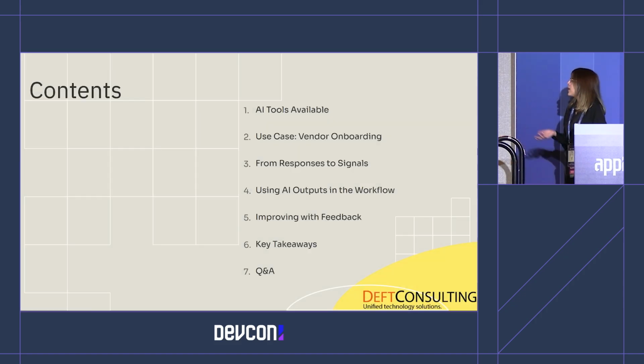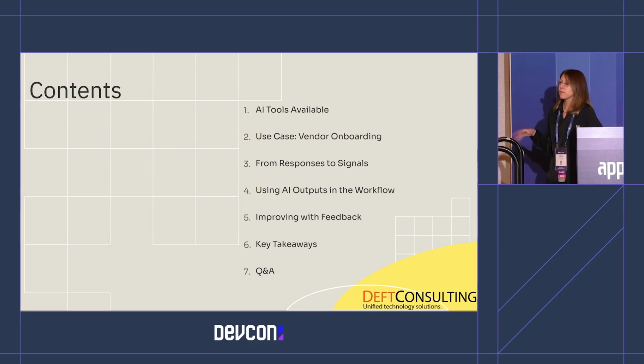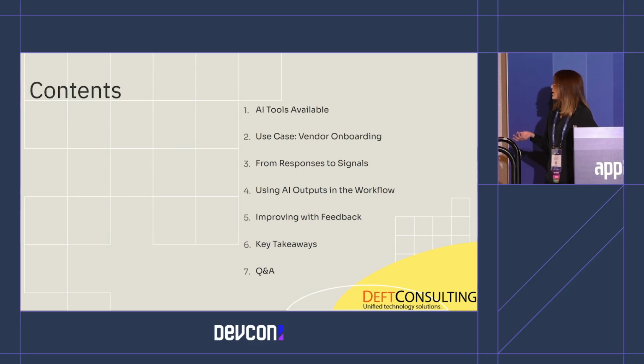On today's session, I will go briefly over what are the AI tools available in Appian, then a very simple use case that we can all understand. Then we will see how we translate these questionnaire responses from this example into actionable signals. Then how we can use these AI outputs in the workflow, how we can improve the AI process overall with feedback, and last, we will have some key takeaways from everything that we will see with a final section for any questions and answers that you may have.